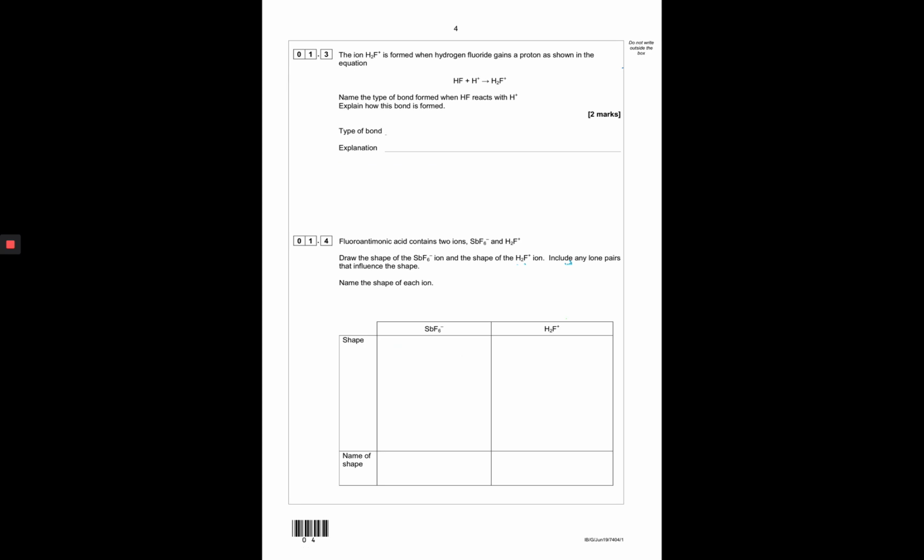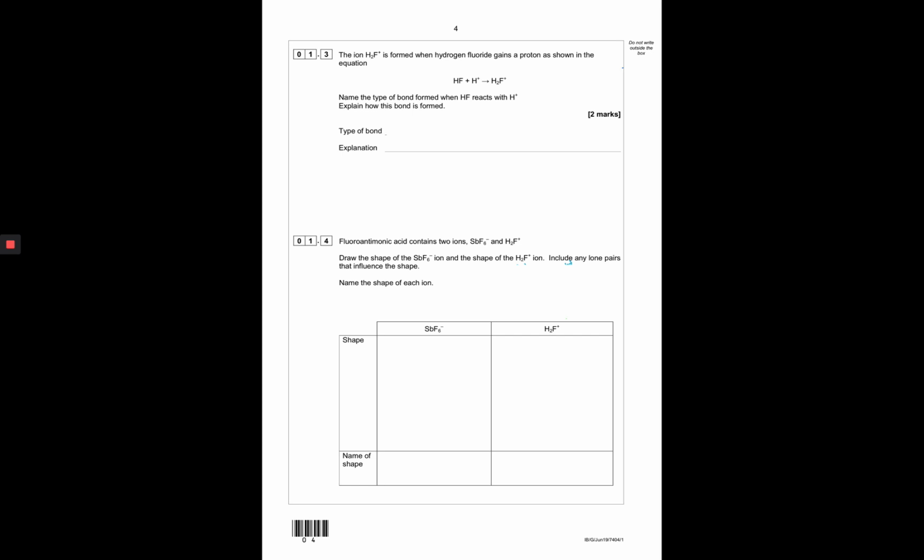This was a question I think that a lot of people struggled to answer. We've got this unusual ion, something we've perhaps never seen anything like before, an H2F+ ion. They tell us it's formed when hydrogen fluoride gains a proton, and it shows us that in the equation. Then it asks us to name the type of bond formed when HF reacts with H+, and then explain how this is formed.